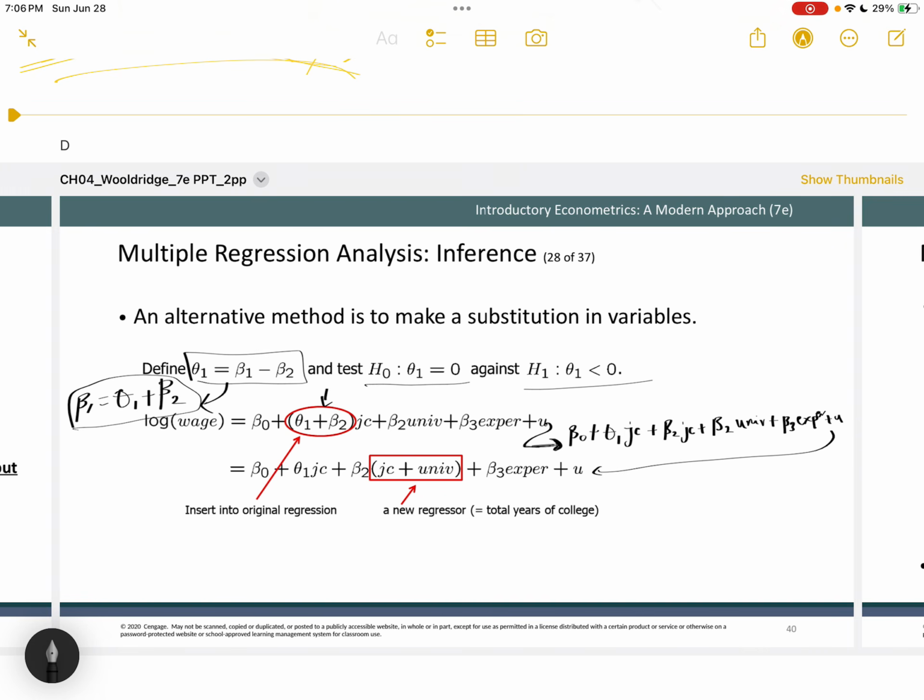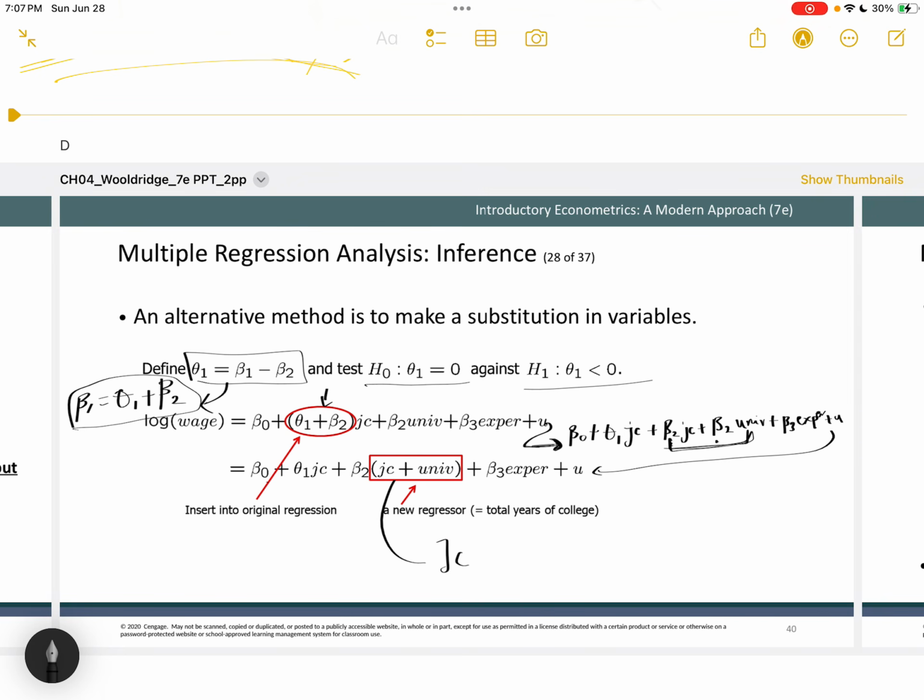I can write beta 0 plus beta 1 JC plus beta 2 JC plus beta 2 university plus beta 3 experience plus U. So from here, I can group, see beta 2 here and beta 2 here. I can pull beta 2 out and have JC plus university. So that's the third line. Beta 0 plus theta 1 JC plus beta 2 (JC plus university). Do you see this one? JC plus university, because we pulled the beta 2 out. Plus beta 3 experience plus U.